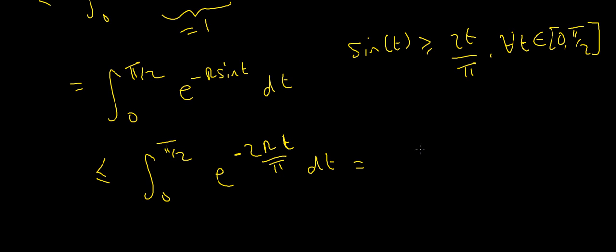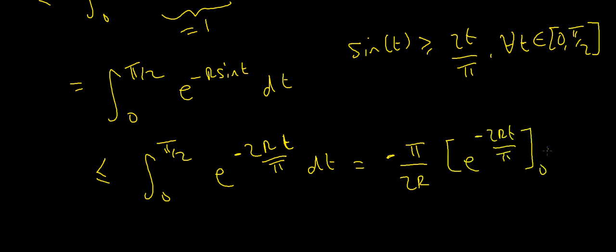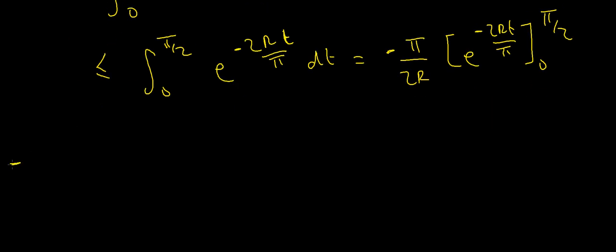That's the integral of what? That's going to be minus pi over 2r times e to the minus 2rt over pi, evaluated from 0 to pi over 2. And what does that give me? Well, I'm going to have minus pi over 2r times, if I plug in pi over 2 into here, I've got 2 over pi times pi over 2, so those both cancel each other out into 1. So I'm left with e to the minus r. So the first term is going to be e to the minus r, and I've got a minus the value of this term evaluated at 0. I'm going to get e to the 0, which is just 1, so this is just minus 1.